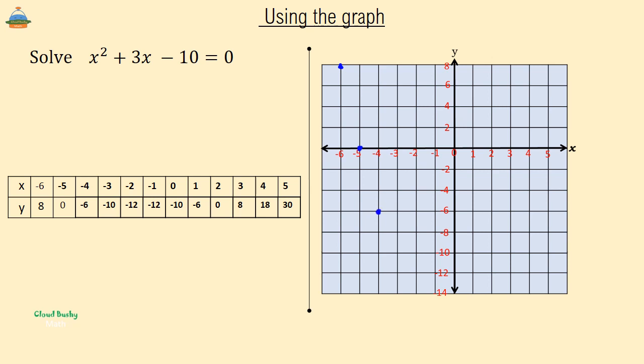-4, -6, -3, -10. When x is -2, y is -12. When x is negative 1, y is also negative 12. X is 0, y is negative 10. 1, negative 6, positive 2, 0. 3, positive 8.